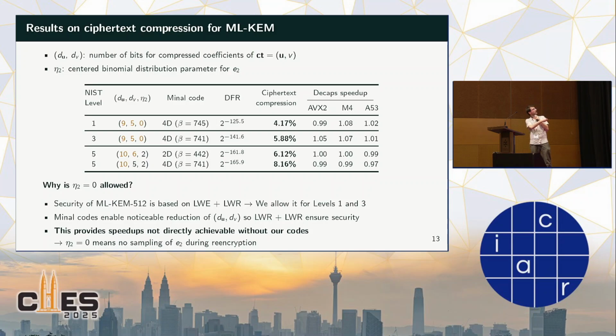But for level 5, we didn't mess with this parameter, and we get up to 8% compression using 4D minor codes with a minor impact on performance.